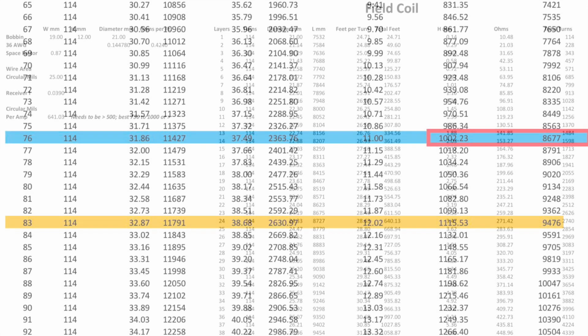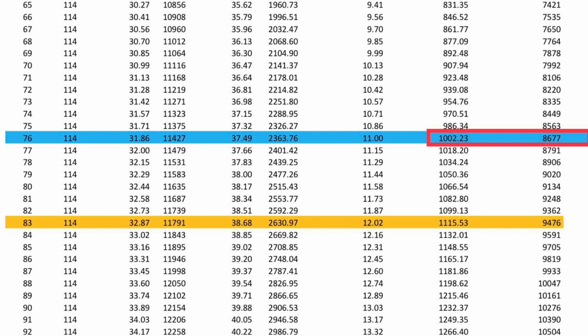So I'm going to compromise and use the 36 AWG and then make up the difference with a resistor. So my target will be somewhere around 1,000 ohms, as you can see, and somewhere around 8,700 turns, which will get me in close proximity to the number of turns that we had with the 39 AWG magnet wire. So I think that's going to be a better match, and again, I'll make up the difference using a resistor.